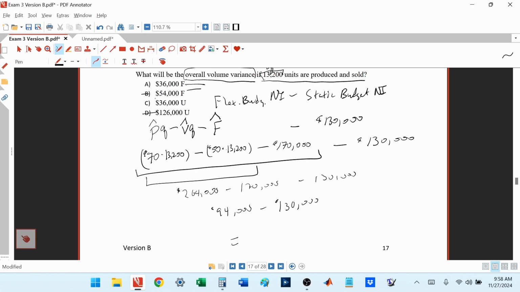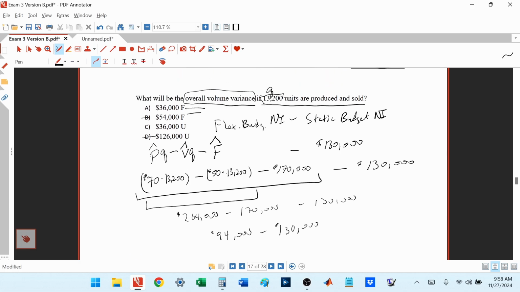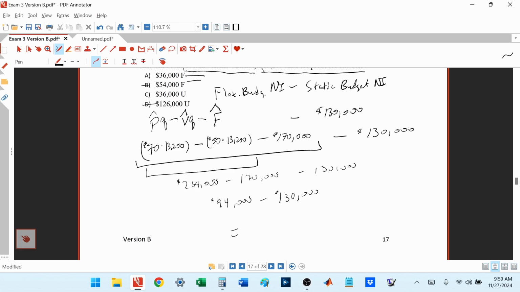So it rules that out and that out. So is it favorable or unfavorable? Well, it's a net income variance. So net income behaves kind of like a revenue. So if the variance is positive, then it's a favorable variance, and if it's negative, it's an unfavorable variance, because net income behaves like revenue.